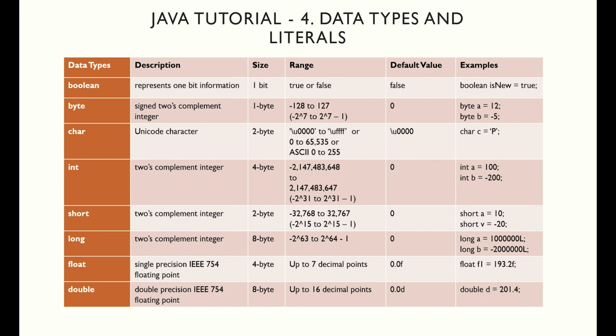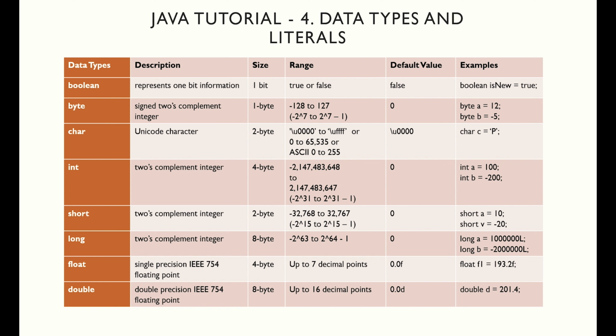Float. The float data type is a single precision 32-bit or 4-byte IEEE 754 floating point. Range up to 7 decimals. Whenever we require to save memory in large arrays of floating point numbers, we use float. Default value is 0.0f. General syntax: float identifier equal to value.